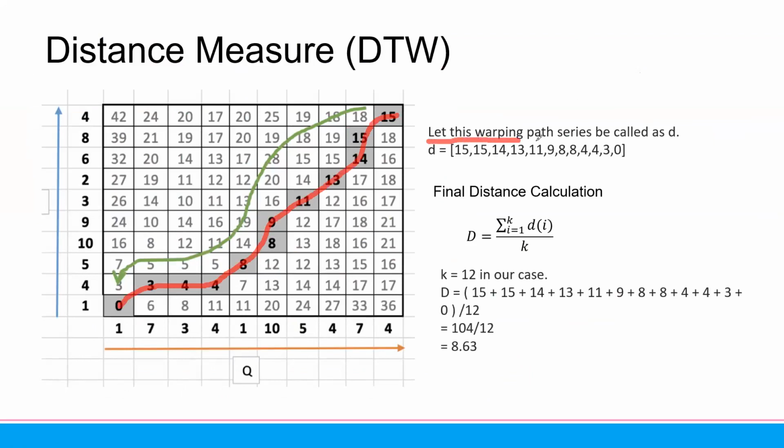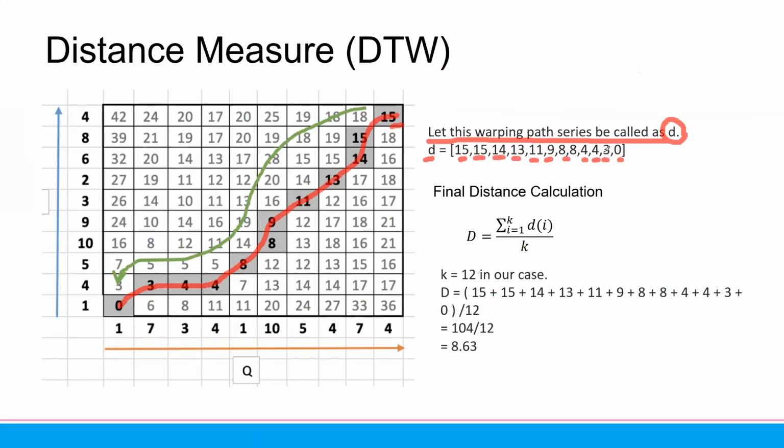Let this warping path series be called T. Let T be the value for this warping path. So 15, 15, 14, 13, 11, 9, 8, 8, 4, 4, 3, and 0.